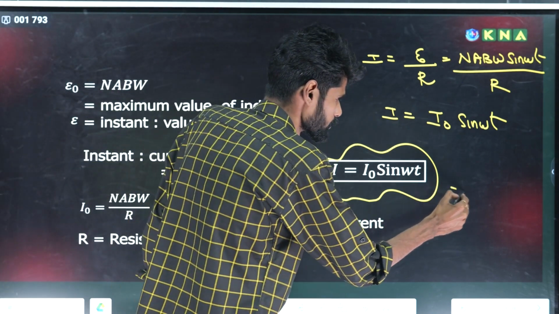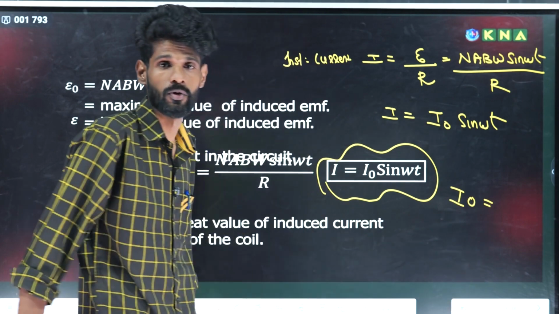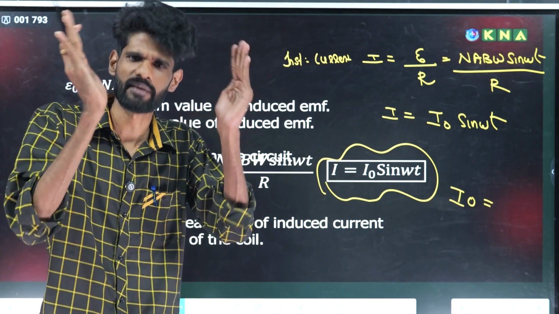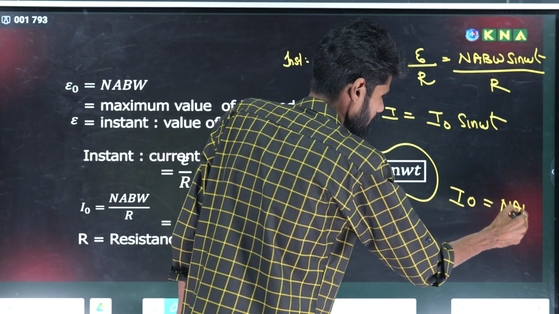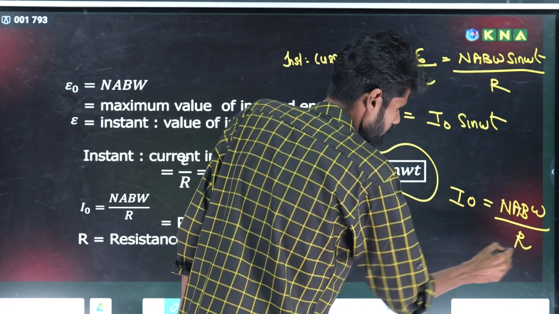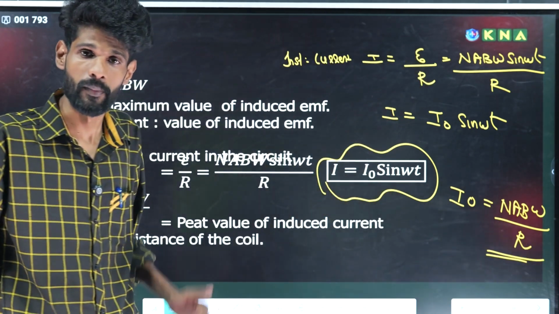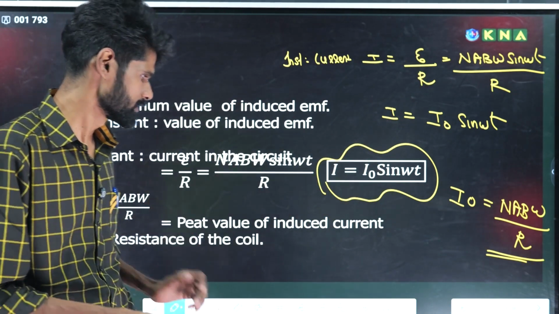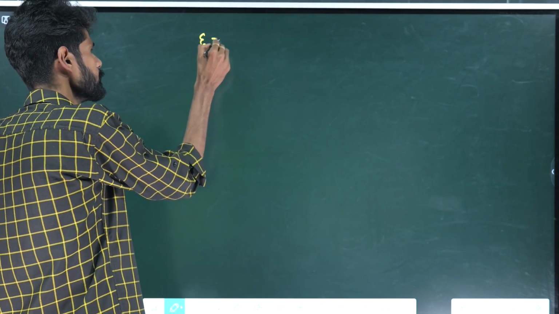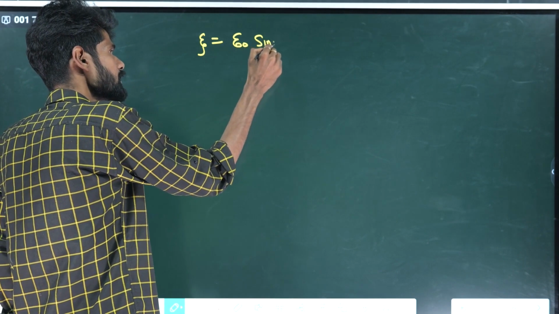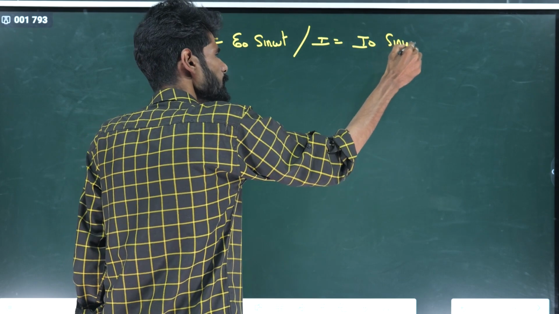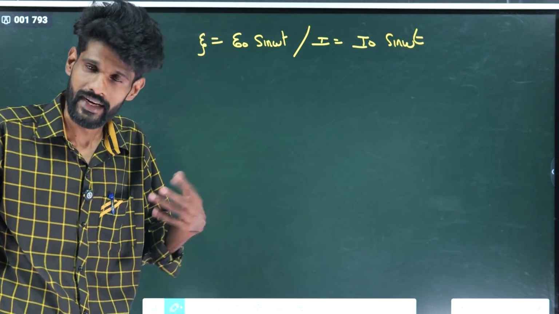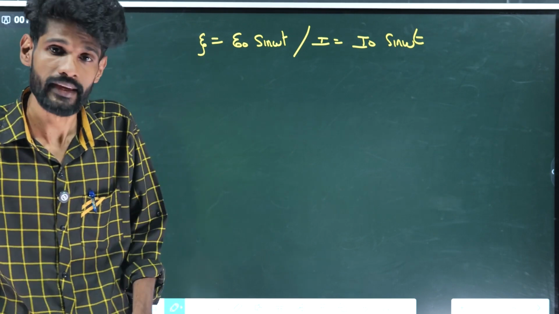What is I naught? I naught is the peak value of induced current, or the maximum value of induced current. So I naught is equal to NAB omega divided by R. So here I is equal to I naught sin omega t, and the induced EMF is equal to E naught sin omega t. Then how to find the magnitude of that EMF or current at each and every instant?